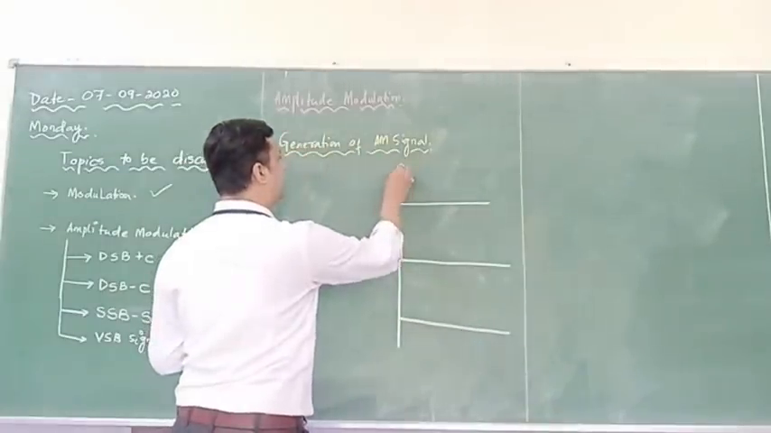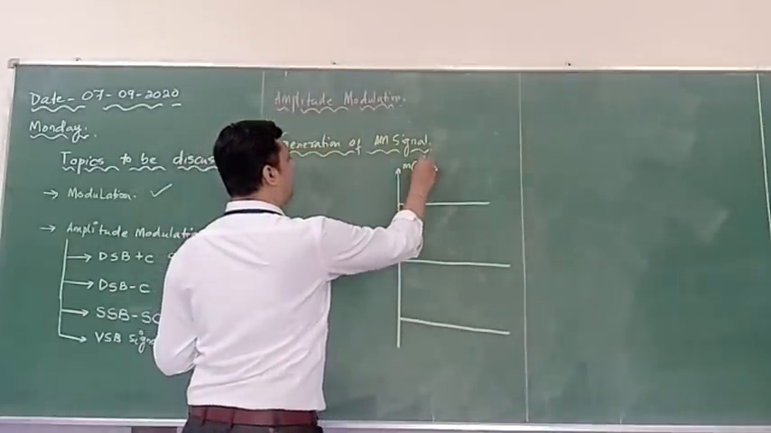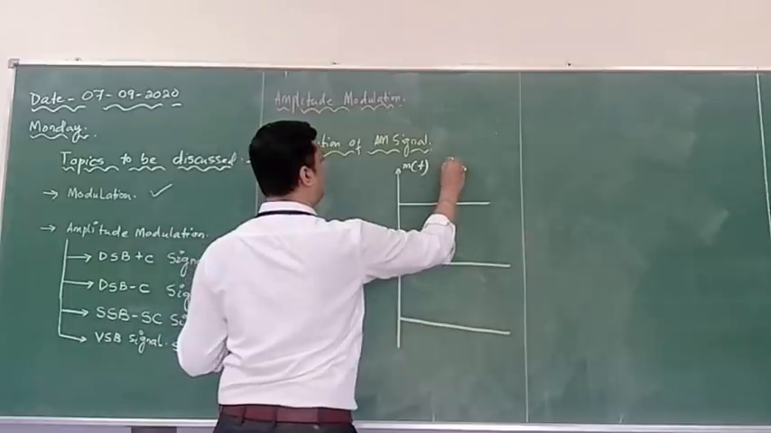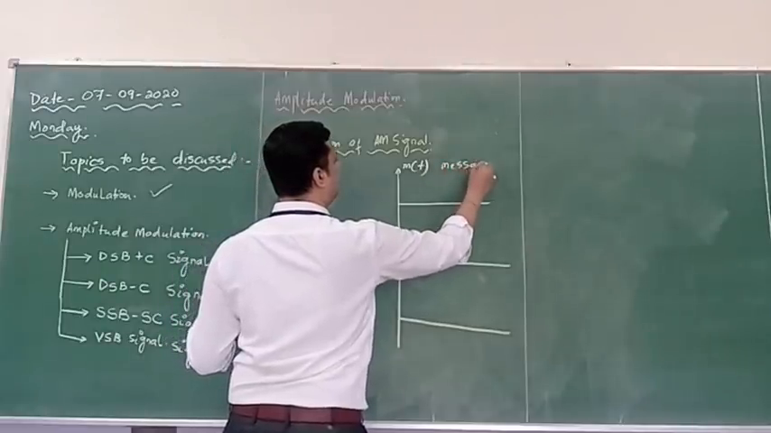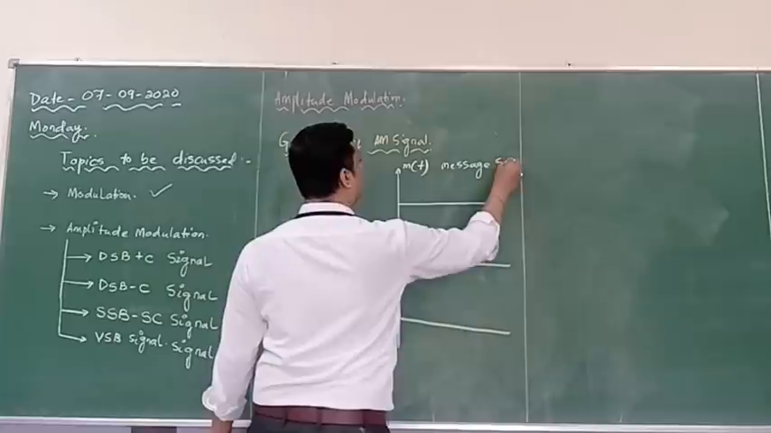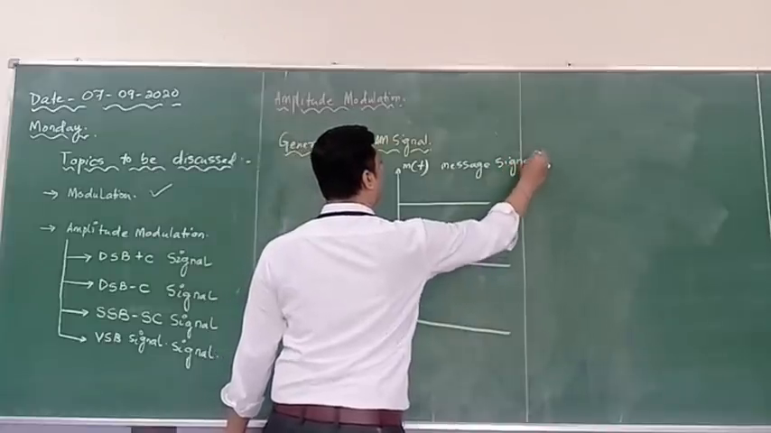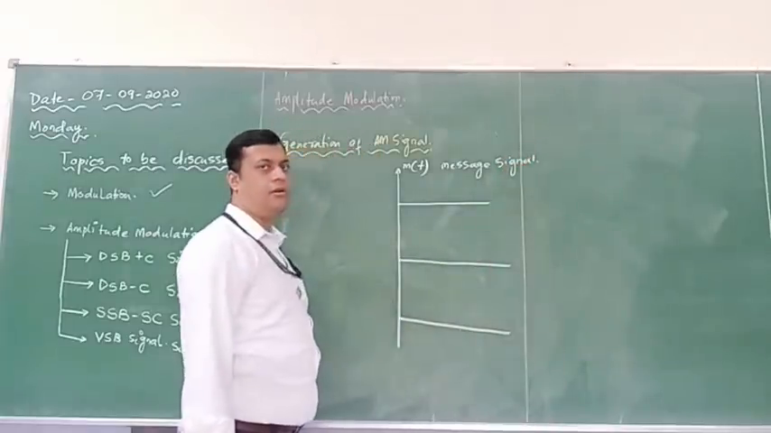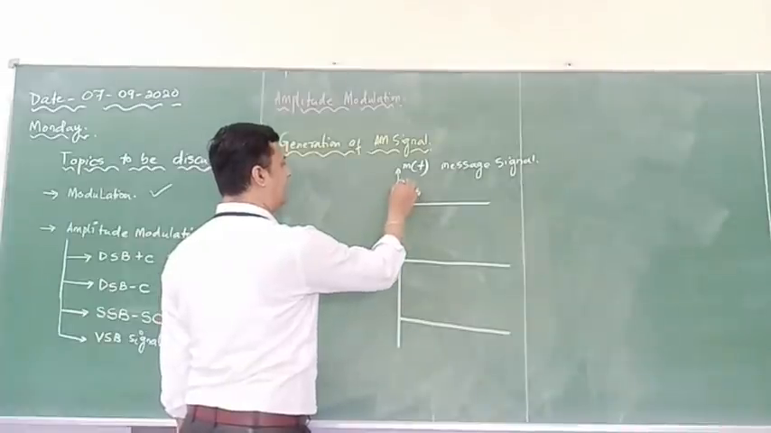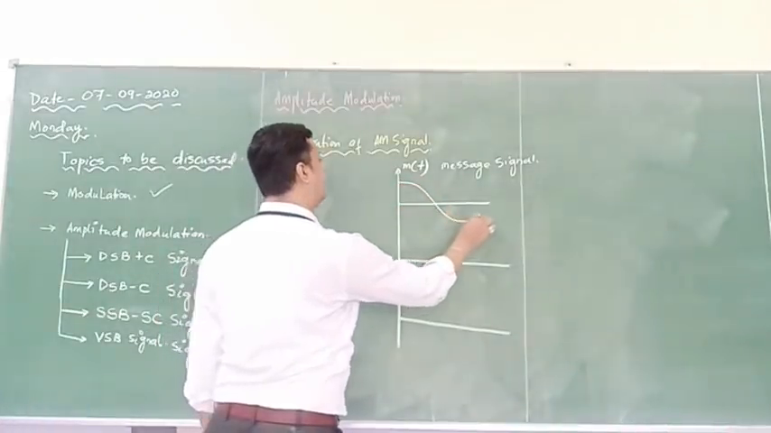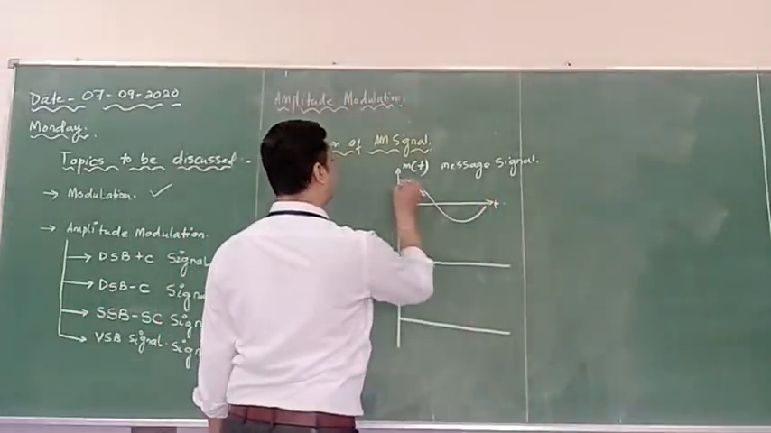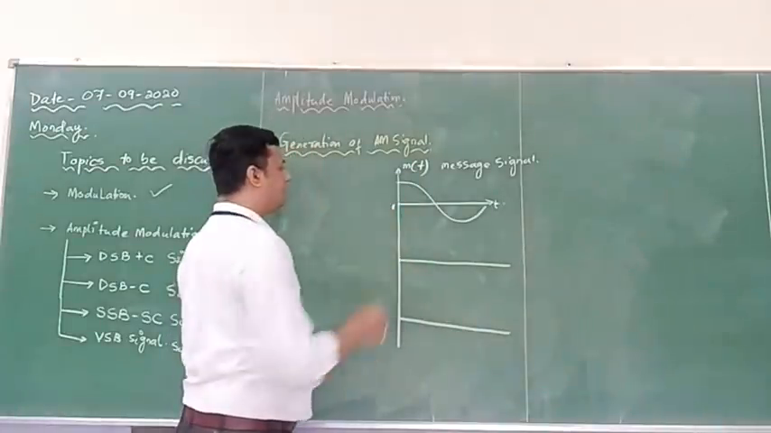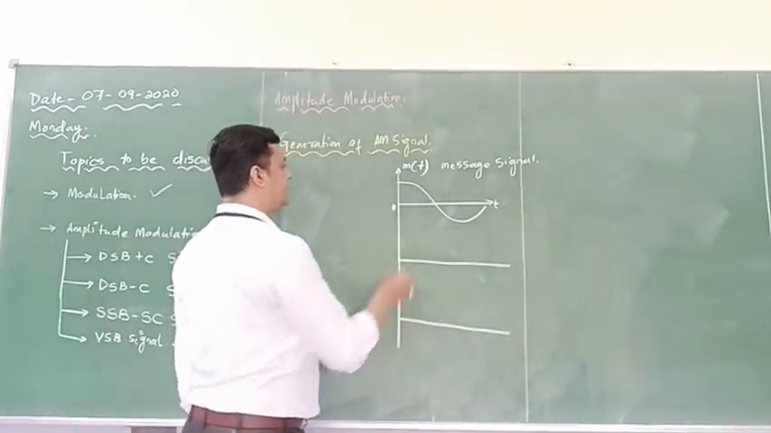First, my message signal or m of t. I will write message signal. Message signal is a low frequency component. Okay. So let us consider this is my message signal. So this is message signal.